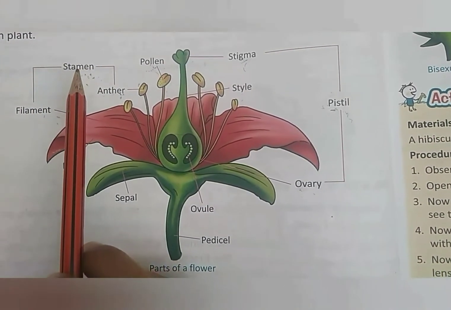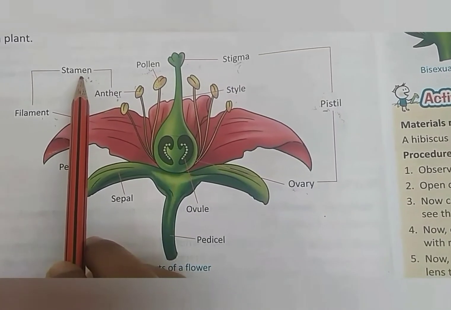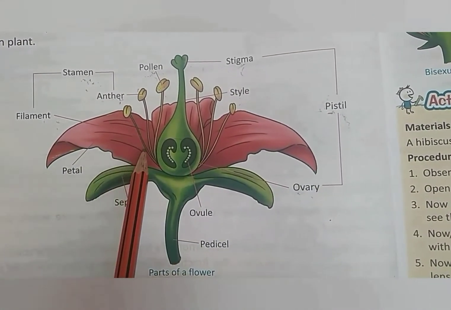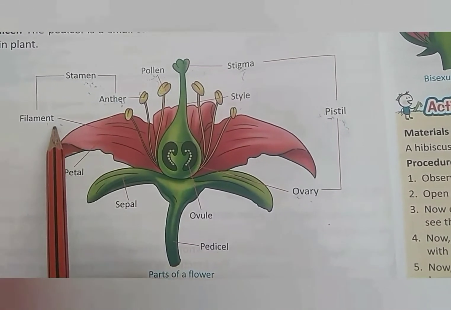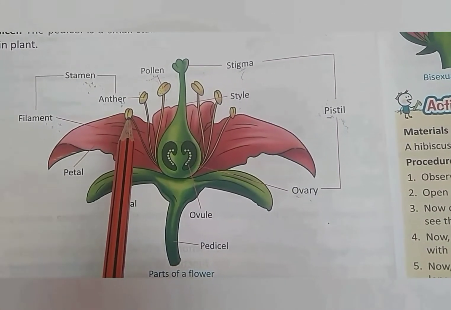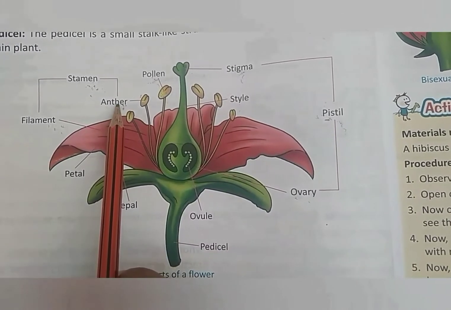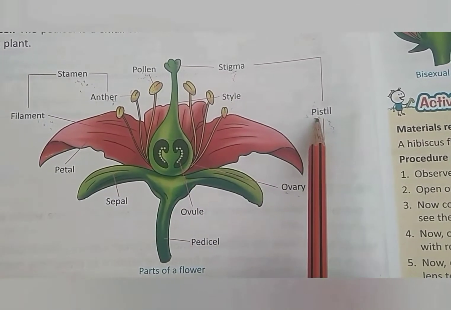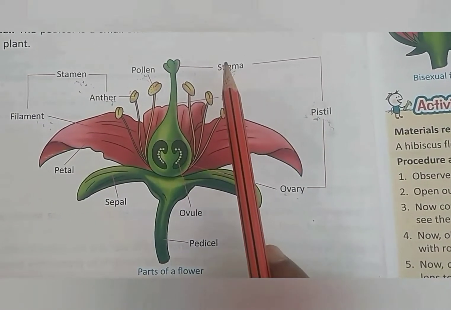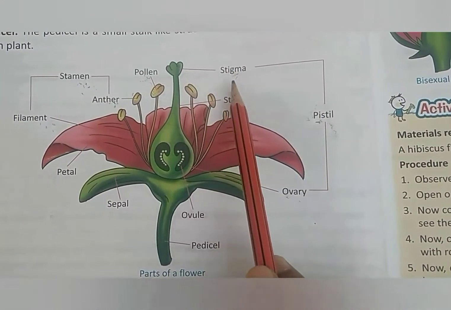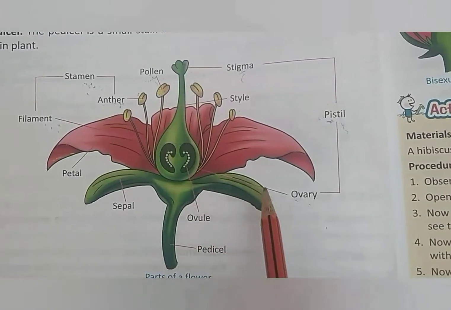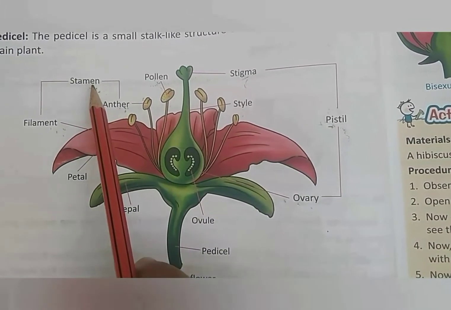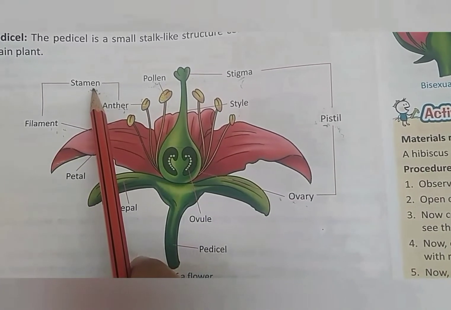The male reproductive part of the flower is the stamen. It consists of two parts: a thread-like structure known as the filament, and at the tip of the filament a knob-like structure known as the anther. Next, the female reproductive part of the flower is the pistil. It consists of three parts: stigma, style, and ovary. So the pistil is the female reproductive part and the stamen is the male reproductive part of the flower.